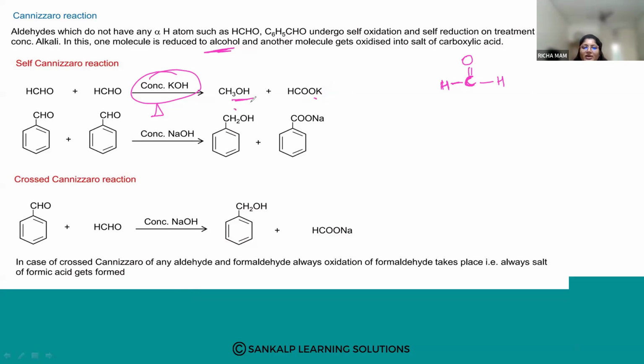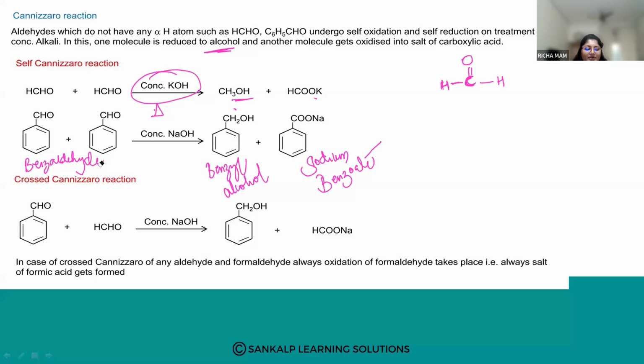This is methanol. Now suppose I have taken benzaldehyde. Benzaldehyde reacted with another benzaldehyde in the presence of KOH. Heat it. What am I going to get? One will be benzyl alcohol, and another is sodium benzoate. So one will be CH2OH, and another will be COONa, like this. So I'm going to get the reaction.